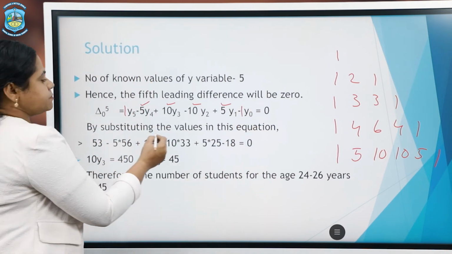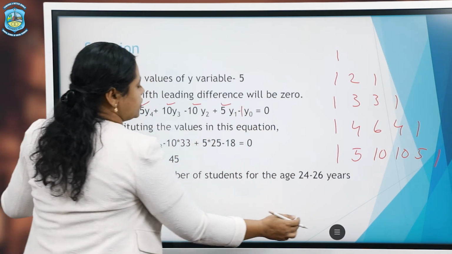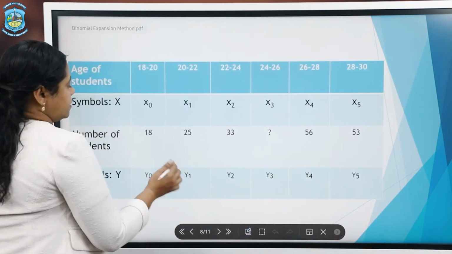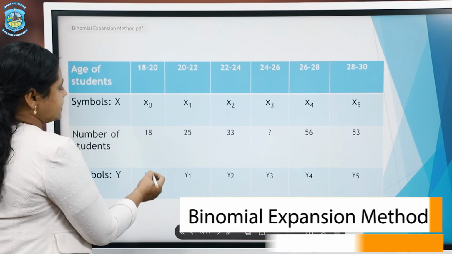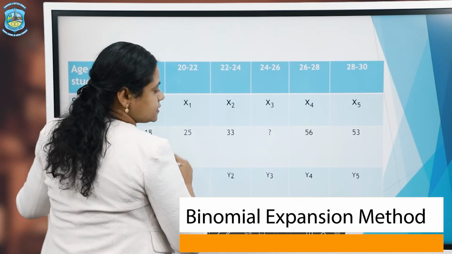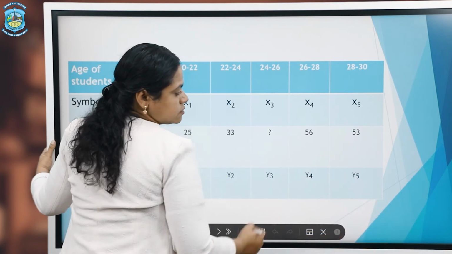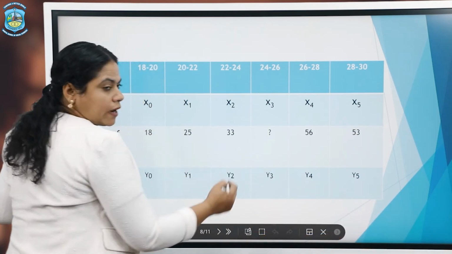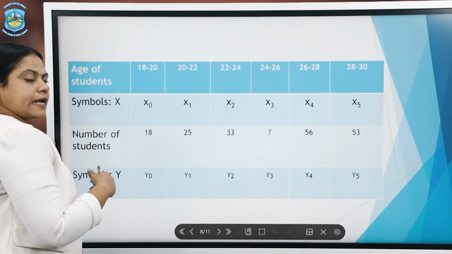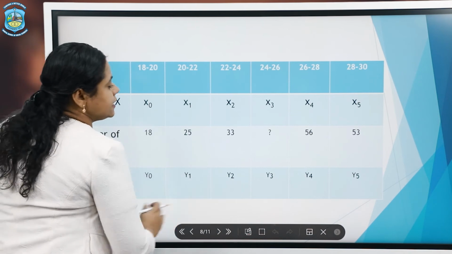Now we have to substitute the values in this equation. Here y0 is 18, y1 is 25, y2 is 33, y4 is 56. We have to find out y3. y4 is 56, y5 is 53. Now we are replacing all those values in this equation.